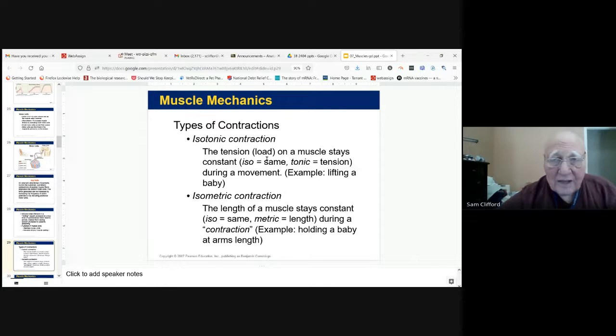Okay, so we have isotonic contraction. So isotonic means same tension. So the muscle stays in lifting a baby, so the tension of the muscle stays constant. Isometric contraction means same length. So if you're holding a baby at arm's length, you're going to have contraction where the length of the muscle stays constant and the tension can vary. So that's isotonic contraction versus isometric contraction.